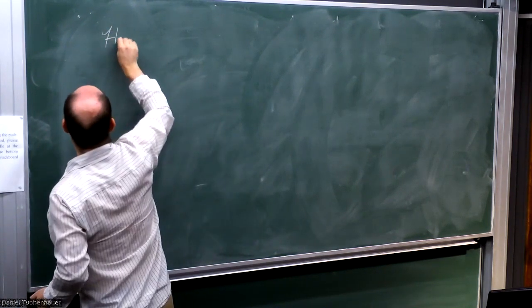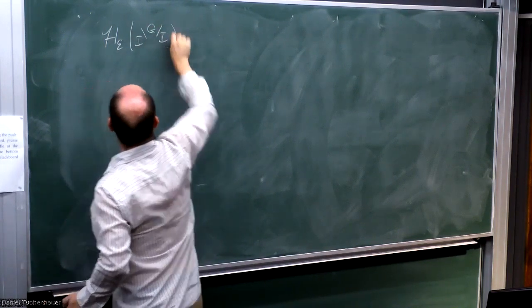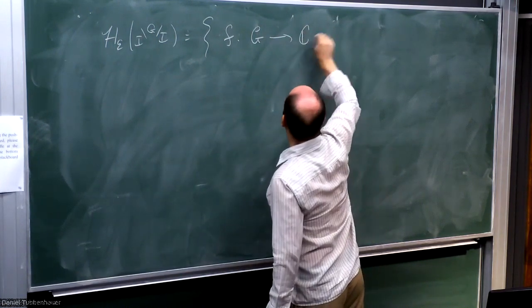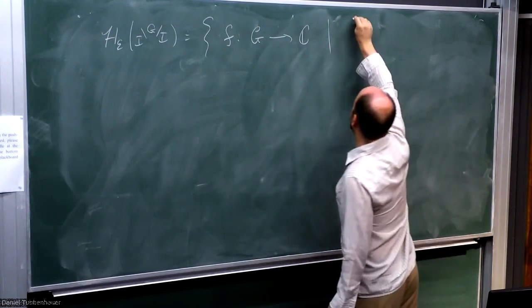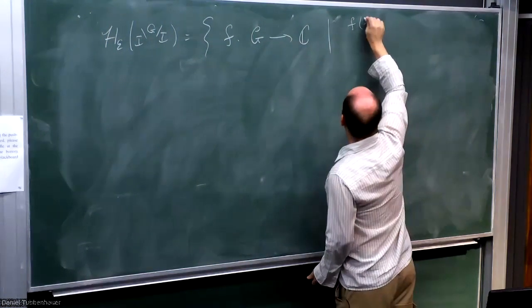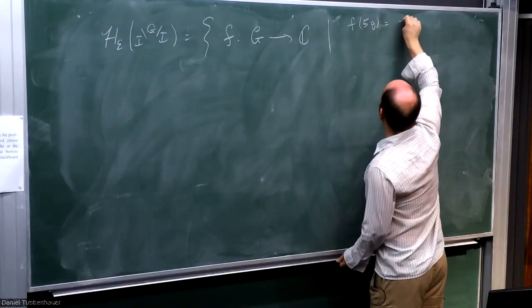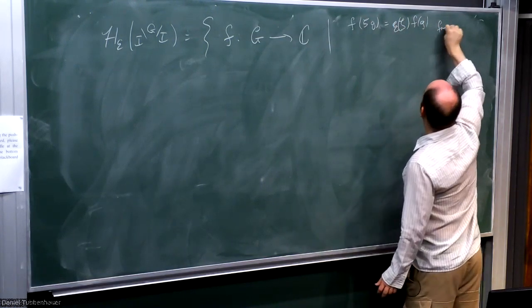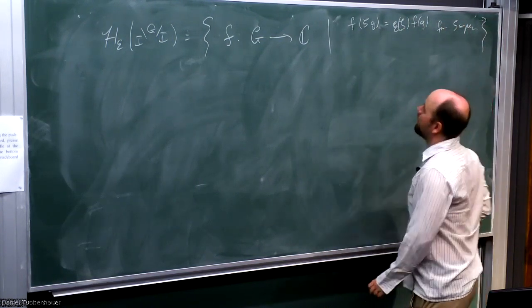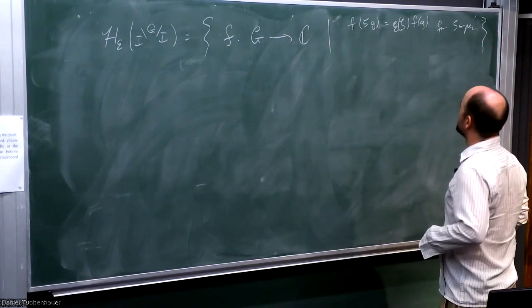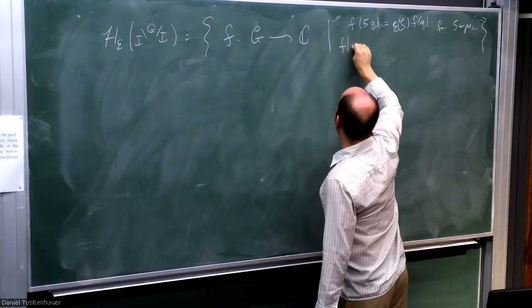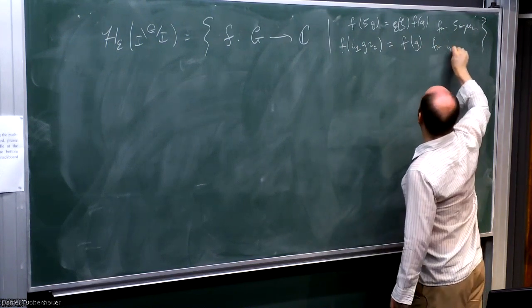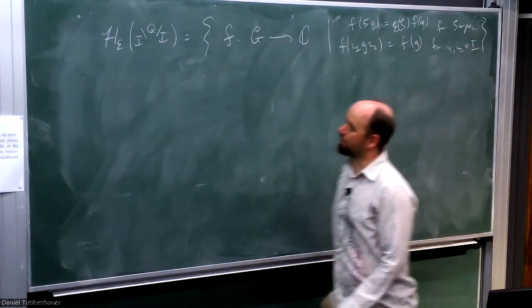So, the set of functions from G to C such that there are a few conditions. f(zeta g) equals zeta to the epsilon times f(g) for zeta in the group of roots of unity. And then there's the condition f(i1 g i2) equals f(g), where i1, i2 are in I, and I here is going to be an Iwahori subgroup.